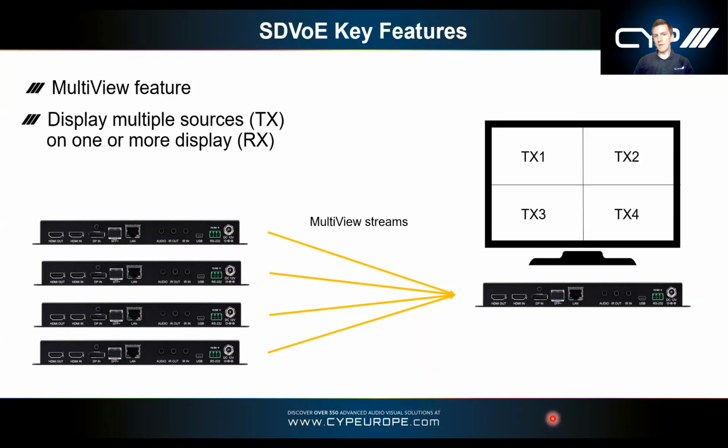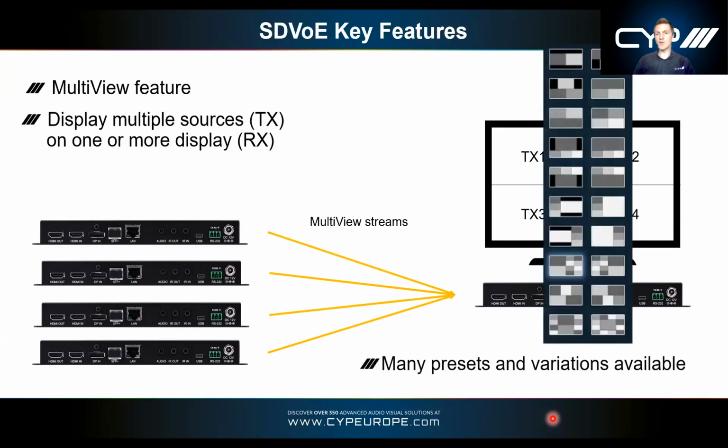And that can be mix and match as well. You can have one receiver showing multi-view, as we've shown it on here. You could have another receiver that's just showing a standard image. You can have another set of receivers in a video wall configuration. You can really mix and match what you're doing with all of these different streams.